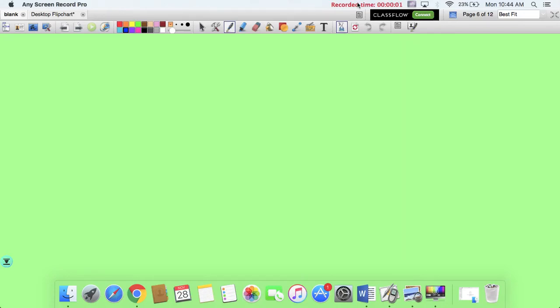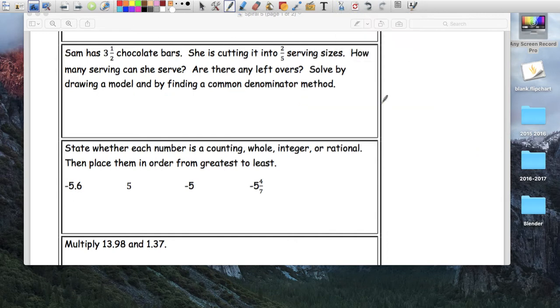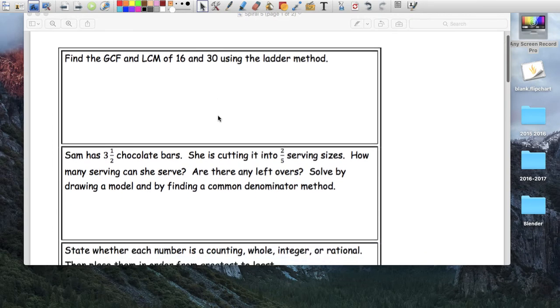And I'm starting Spiral 5. Let me move this up. Okay, so quickly find the GCF and LCM of 16 and 30 using the ladder method.